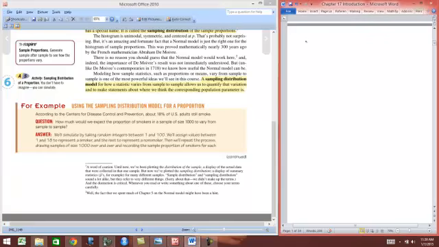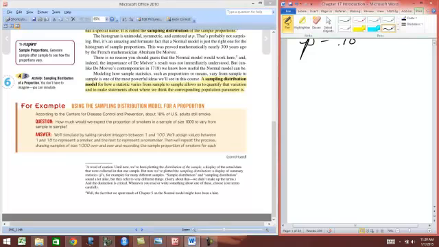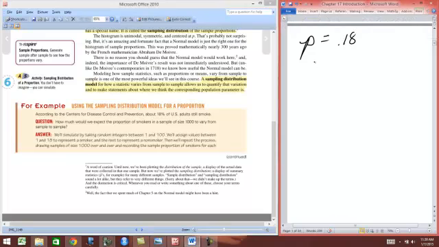So we are going to say p equals 0.18. And this is a proportion. And whenever you say what a population parameter is, you have to say what it is: the proportion of U.S. adults that smoke. Assume adults is, well, they don't say what adults is. It could be 18 and over or 21 and over. I don't know.